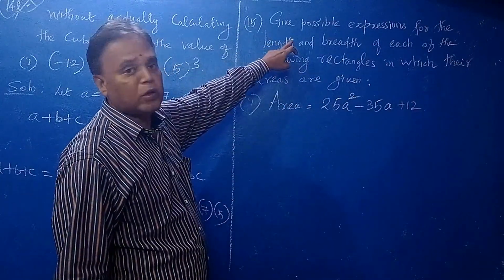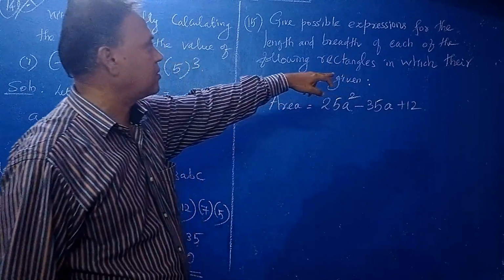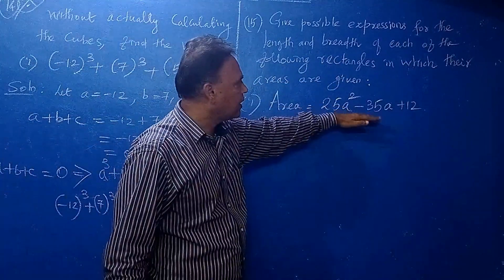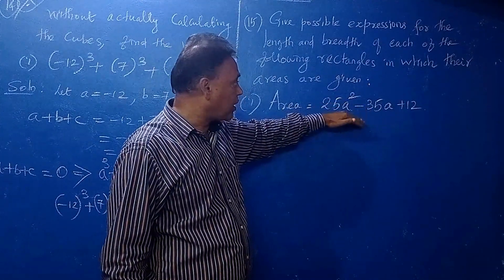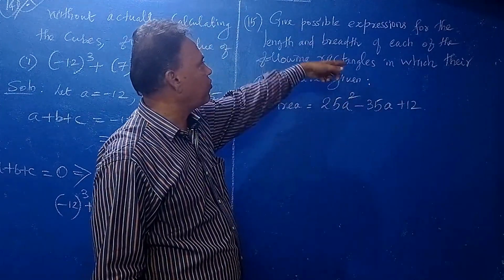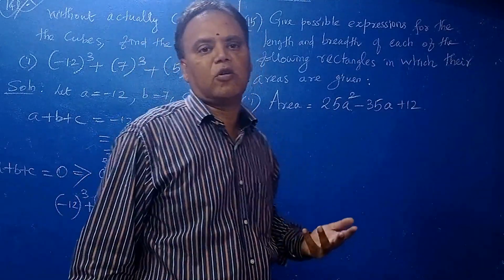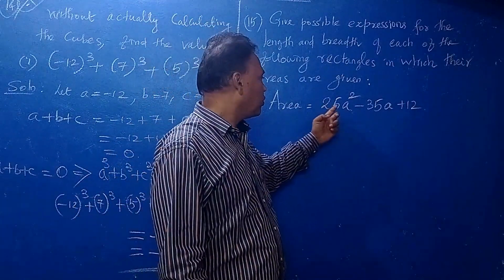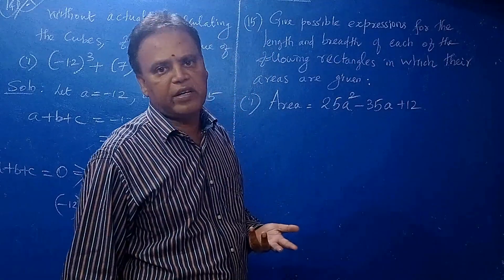15th problem we will see now. Give possible expressions for the length and breadth of each of the following rectangles in which their area is given. This is the area given. So this quantity is a polynomial; you factorize it and you will get the length and breadth. Area of a rectangle, you know, is length into breadth. So you resolve it into two factors, one factor length, another factor breadth. Clear?